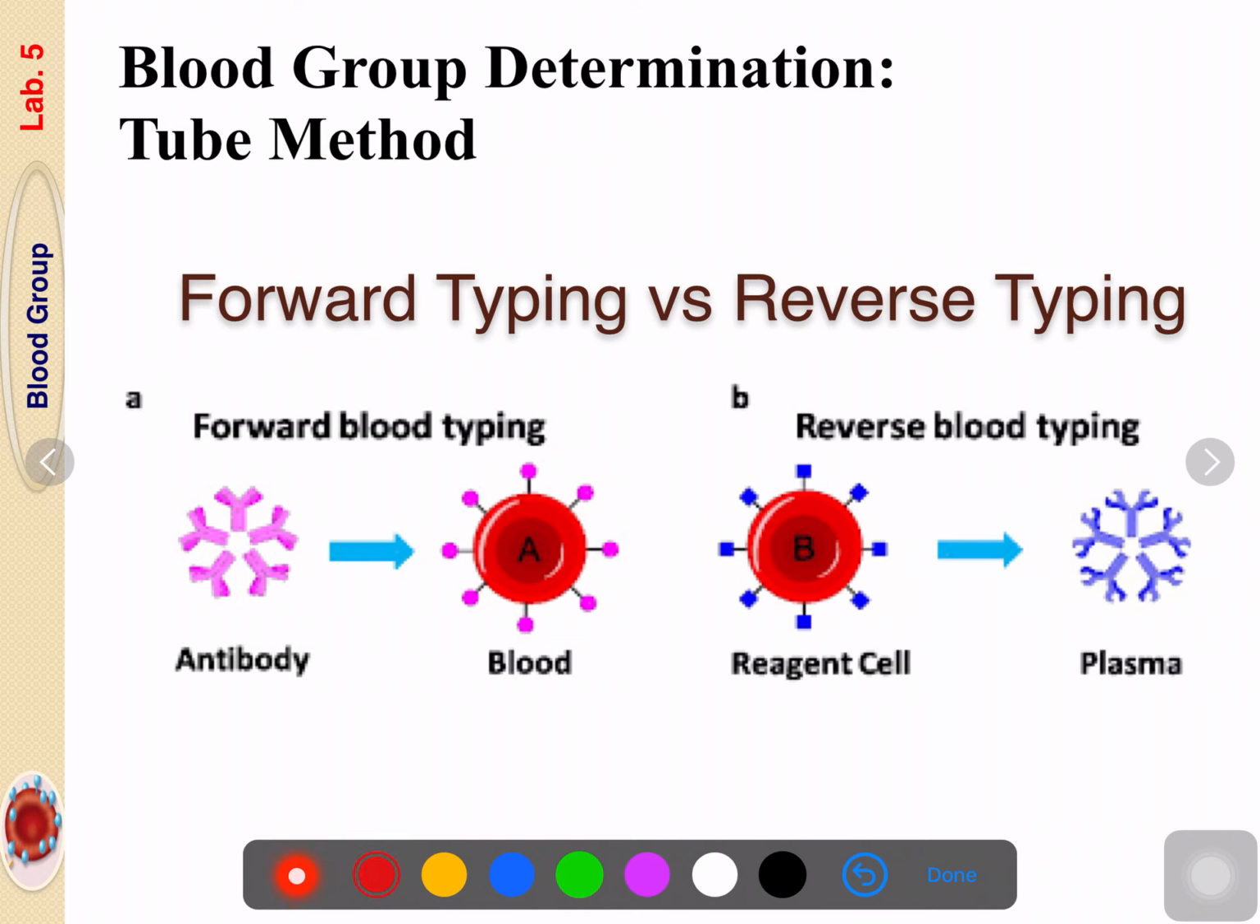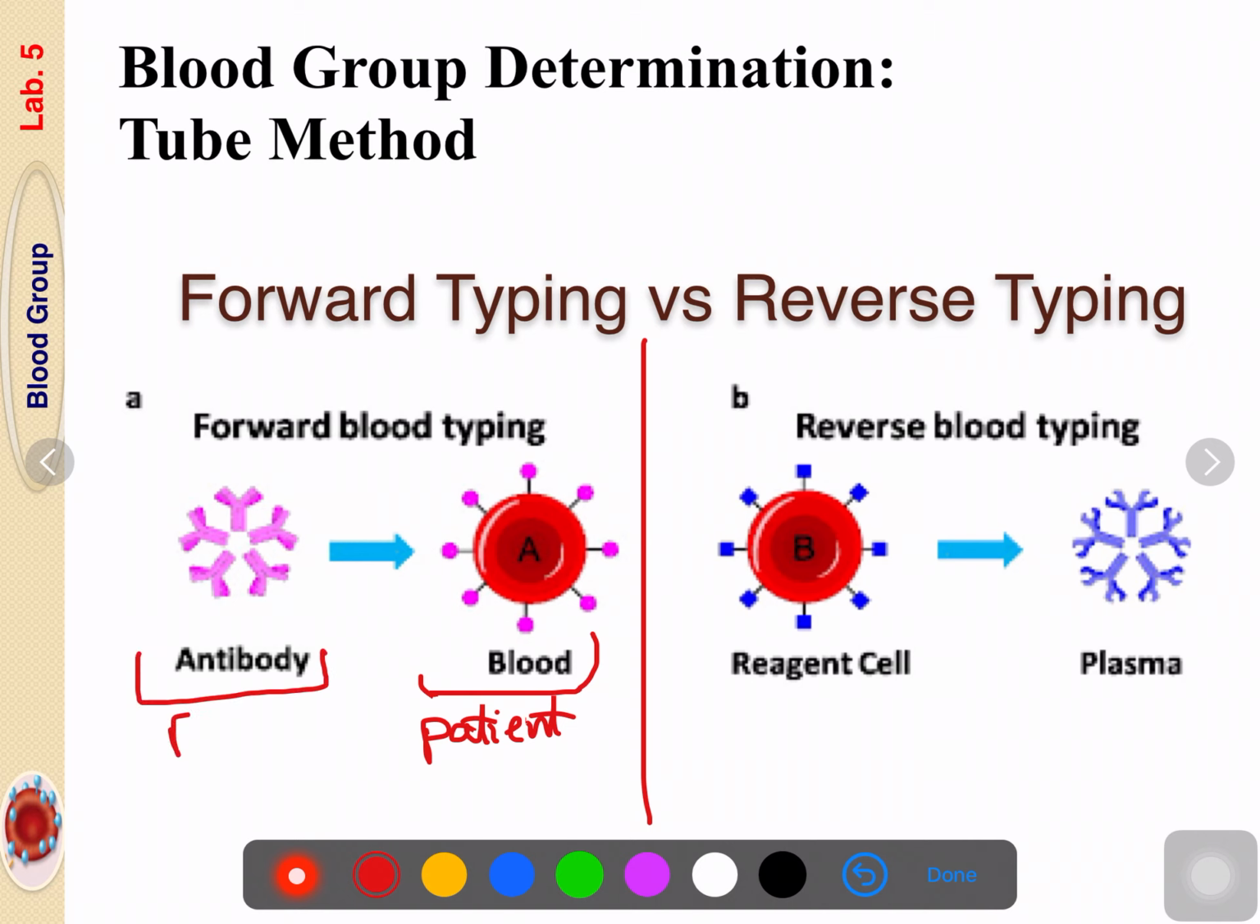Which one is reagent and which one is from the patient? Regarding the forward, here the blood is coming from the patient, and the antibody is anti-sera, just as a reagent. As we said previously, we have three different anti-sera: anti-A, anti-B, and anti-RH. So you have to use these antibodies as a reagent.